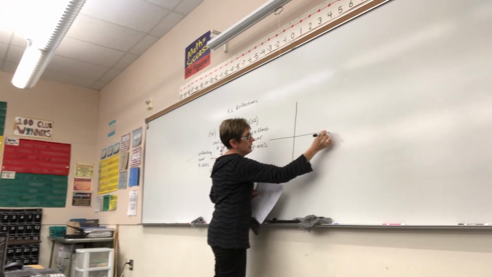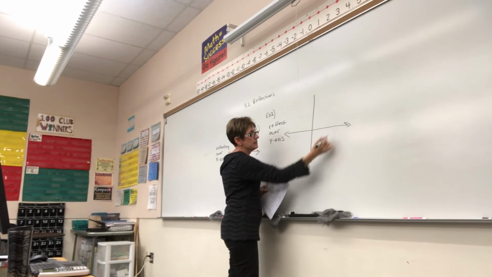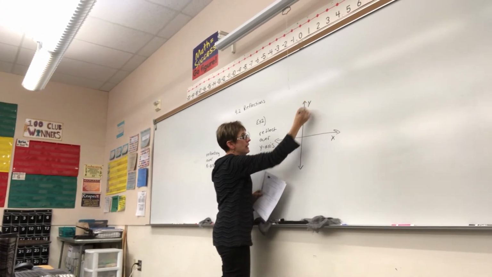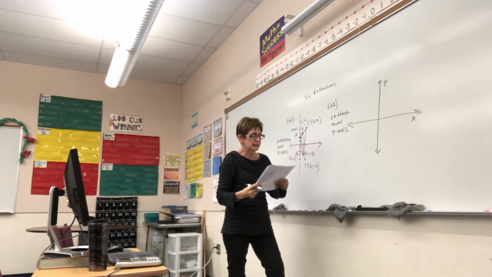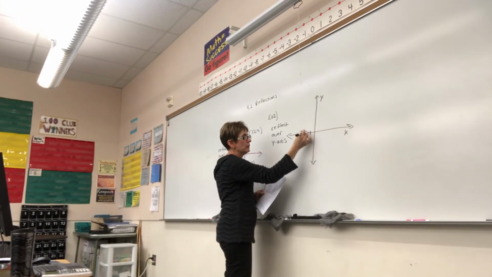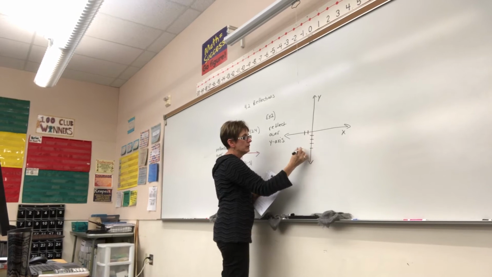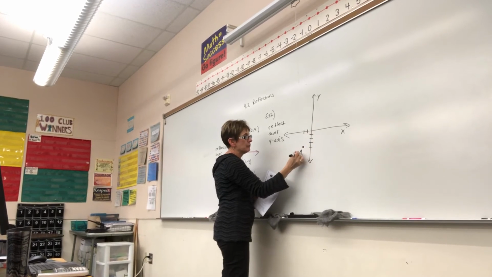Let's go ahead and draw our x and y-axis. This is our x-axis here. This is our y-axis there. And I'm going to give you the 3 points. A is at negative 2, negative 4. So I'm going to put a dot there with just a regular A.